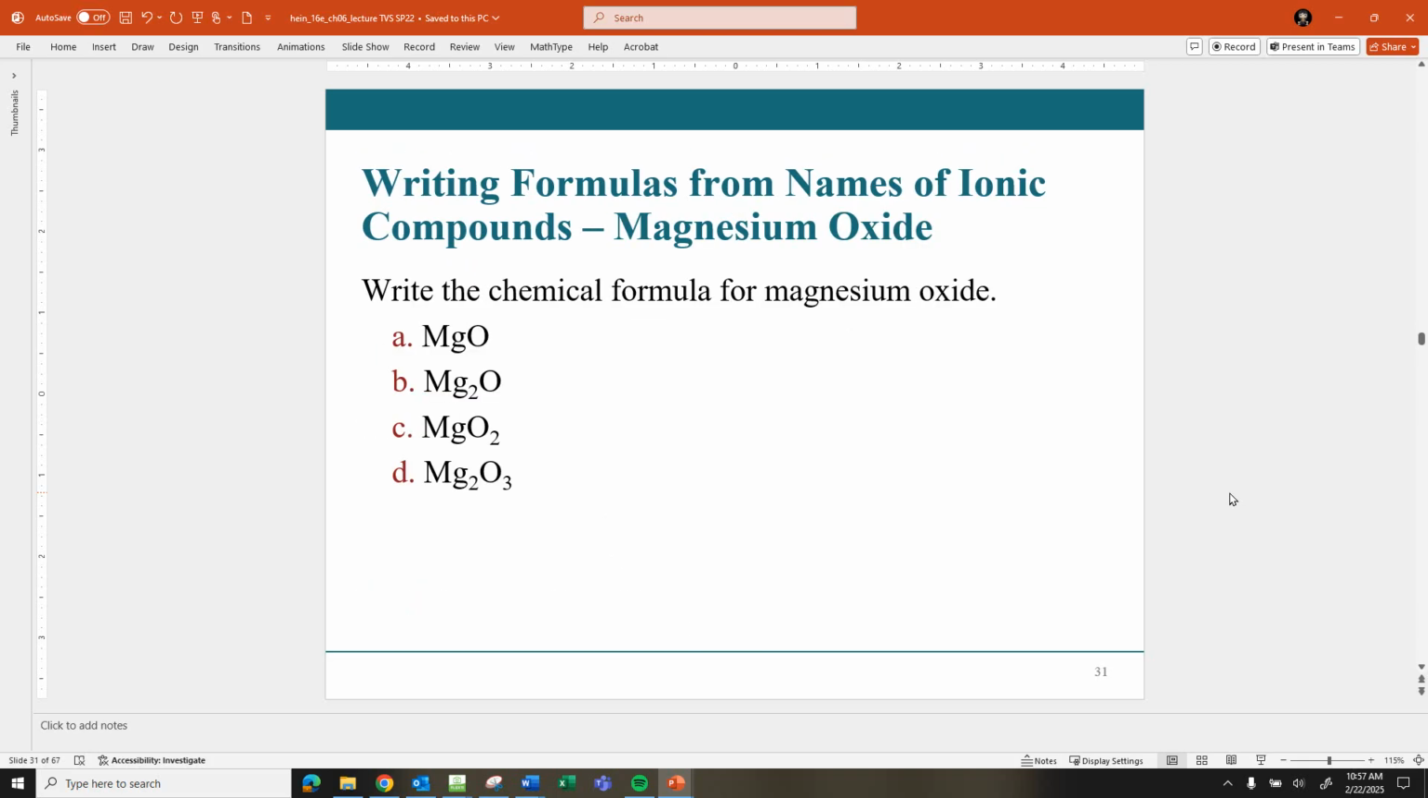So pause the video, see if you can figure this out. We got magnesium oxide. Find the charges for each and see if you can pick the right formula. All right, so the answer is MgO. Magnesium is positive 2 and oxygen is negative 2. So when you add them up, they already equal 0. So we just write the symbols.